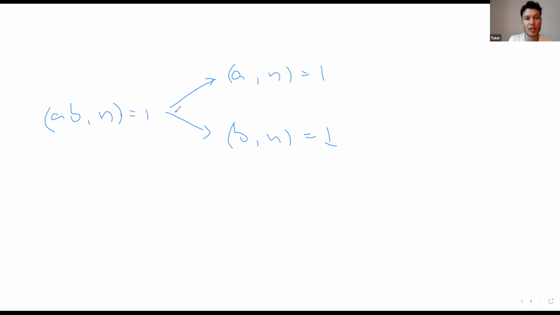So this property basically goes both ways. If you have these two, you can also get this property. If this is satisfied, then these two are satisfied. And if these two are satisfied, then you get this one. Okay, so these are some properties of the good numbers.